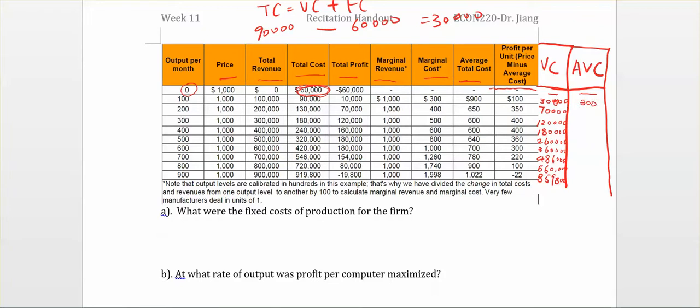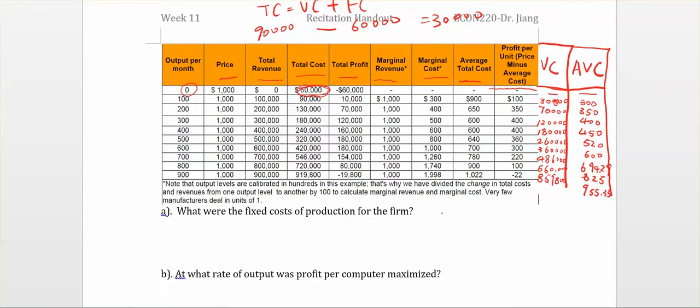You can use the same method to do the calculation for the rest of the average variable cost. So we will have 350, 400, 450, 520, 600, 694.29, and 825. And the last one is 955.33. So that finishes creating the two columns in our table.